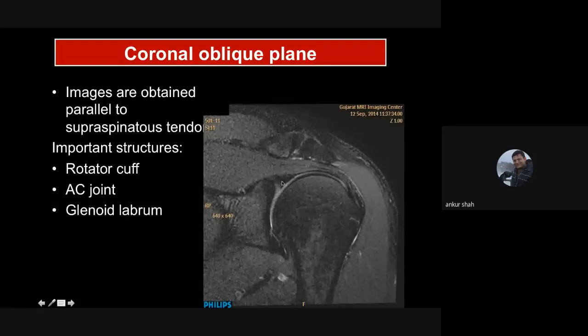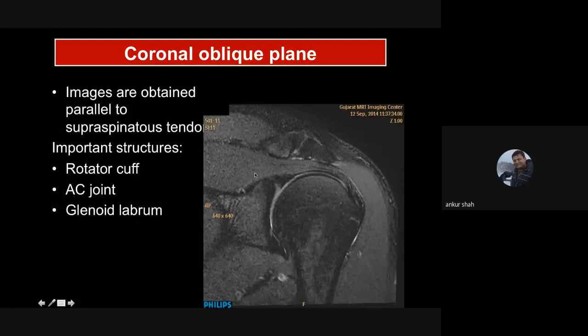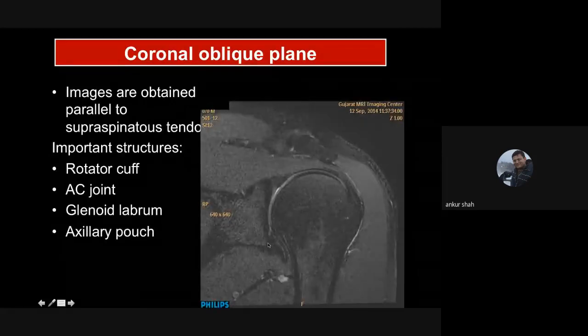Then you can see the glenoid labrum. The labrum is a circumferential structure which covers the glenoid all around. So the anterior and posterior labrum are well seen on the axial image. The superior and inferior labrum, they are well seen on the coronal image. So the superior glenoid labrum, this is the inferior glenoid labrum. You can see the axillary pouch.